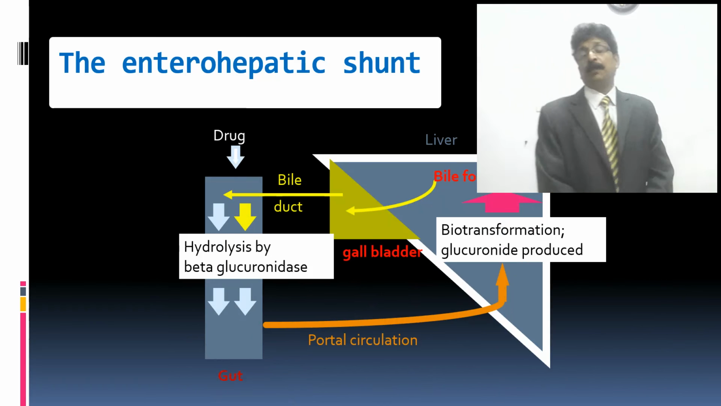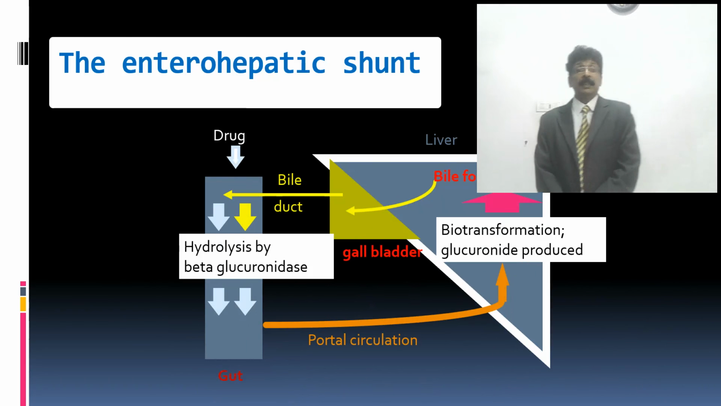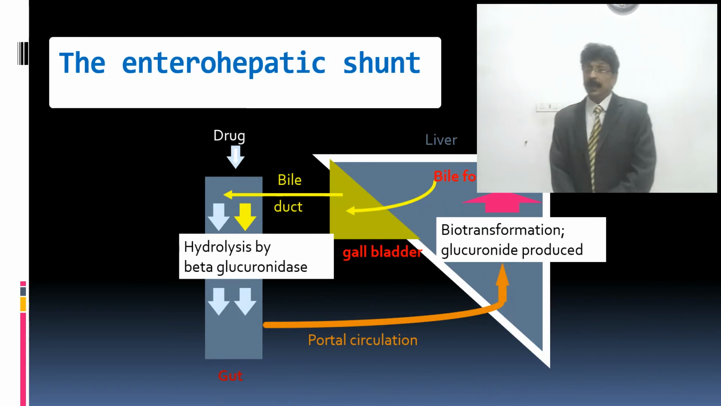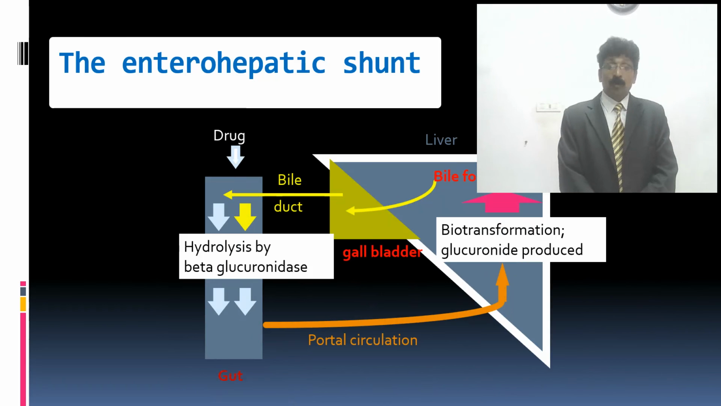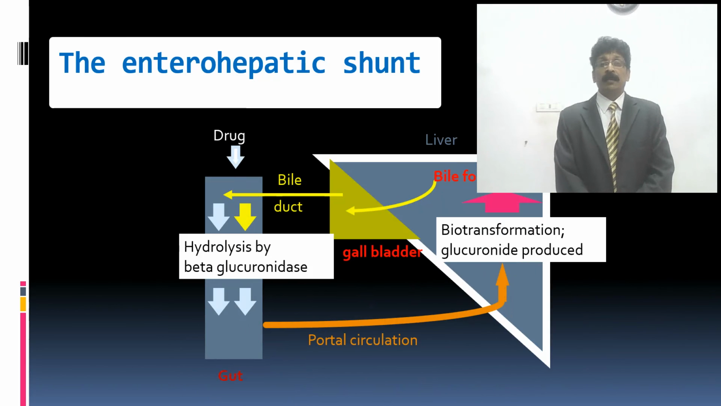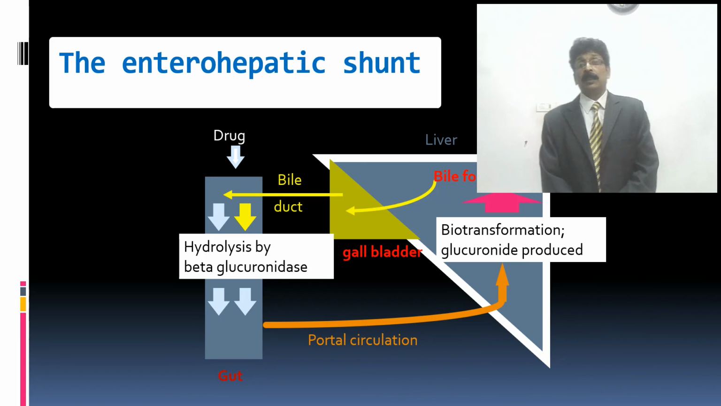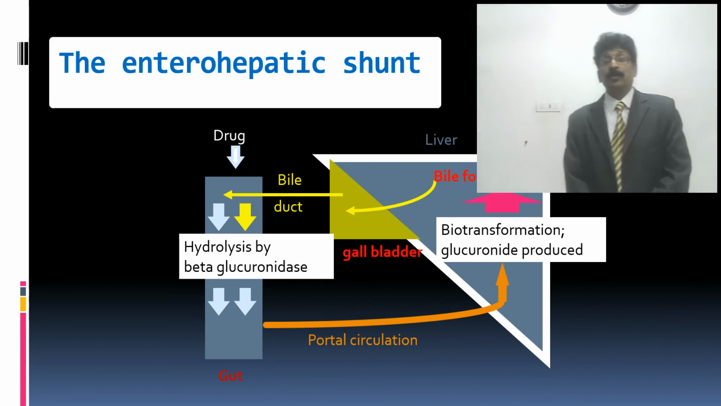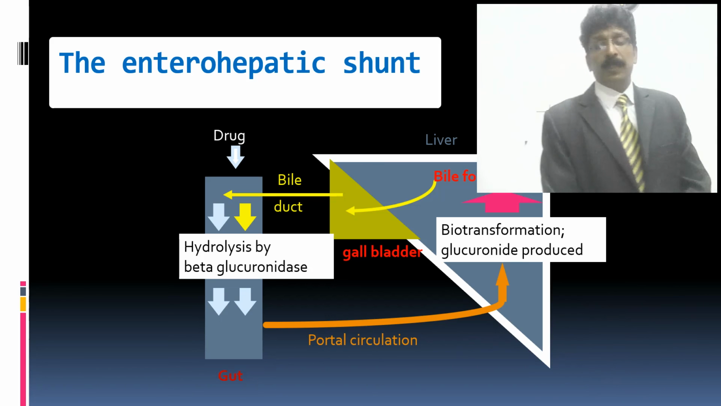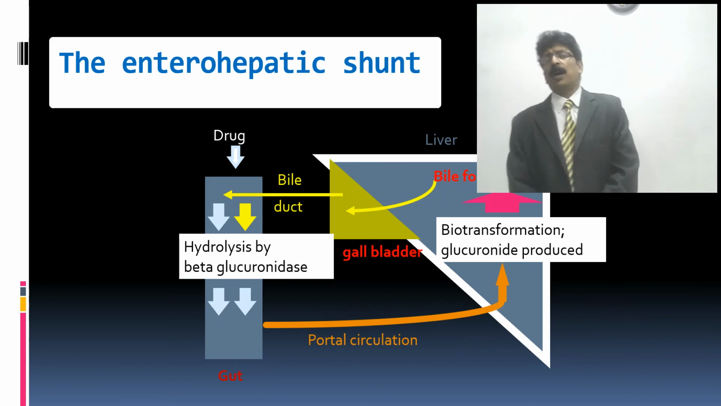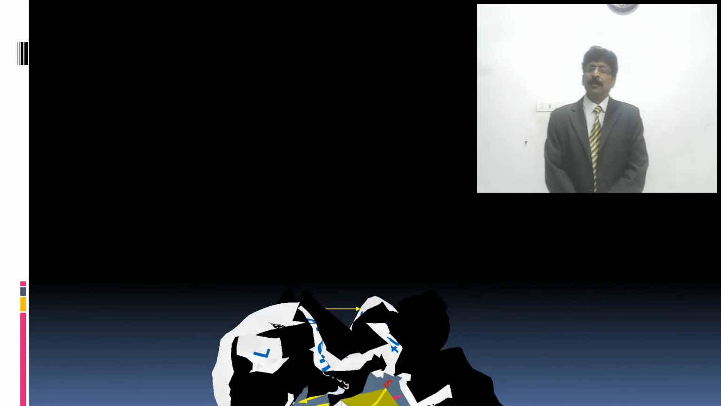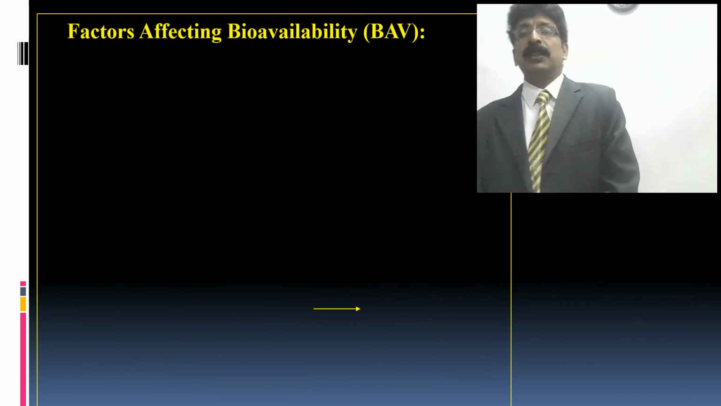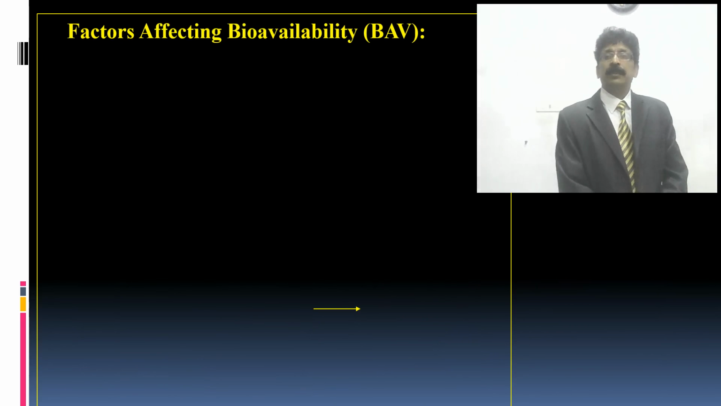I just put a structure for how the drug undergoes hydrolysis by glucuronidase, an enzyme which reacts in the gut, enters the portal circulation, and biotransformation by glucuronide proceeds and bile can be formed. This is in the gallbladder. This is a shunt which you might have seen in physiology, about how a drug or any compound enters the gallbladder and the liver by secreting bile.